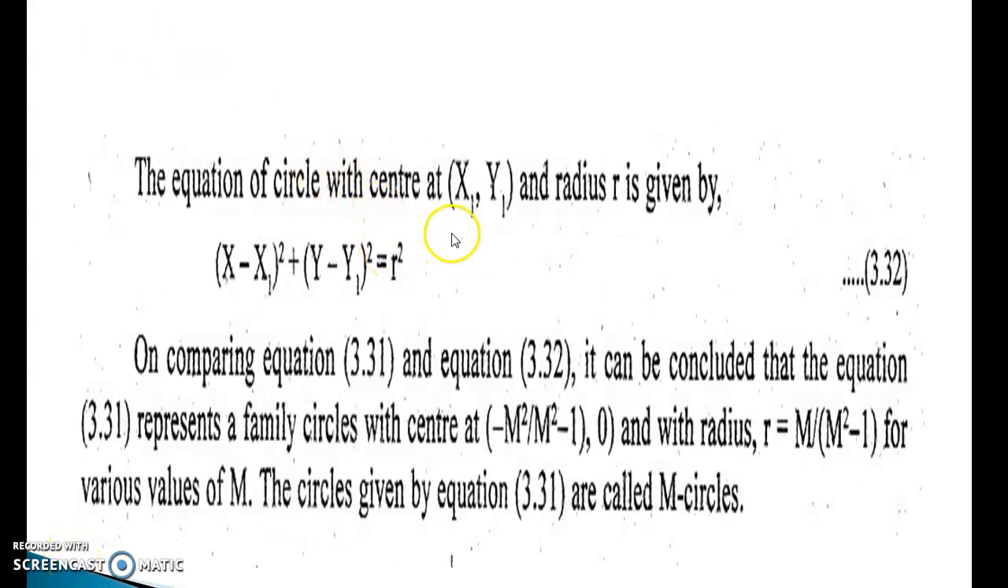The equation of a circle with center at (x1, y1) and radius r is given by (x minus x1) whole square plus (y minus y1) whole square is equal to r square. So now this has become another equation. On comparing equation 3.31 and equation 3.32, it can be concluded that equation 3.31 represents a family of circles with center at (minus m square by m square minus 1, 0) and radius r is equal to m by m square minus 1 for various values of m. The circles given by equation 3.31 are called M circles.